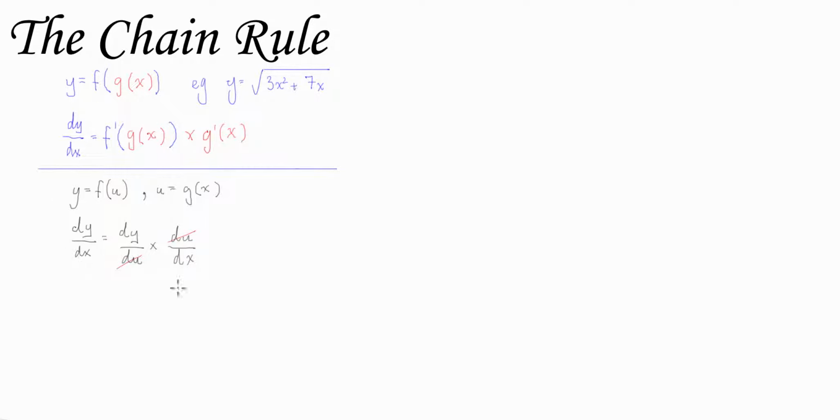Okay, so enough talk with just pure mathematical jargon. Let's actually use the chain rule to do a few differentials, a few examples. The first example I'm going to do is the differential of this one. So we've got y is equal to the square root of 3x squared plus 7x. Great.